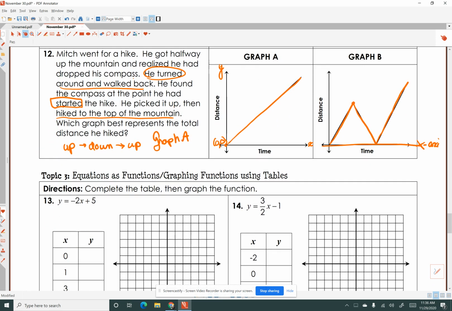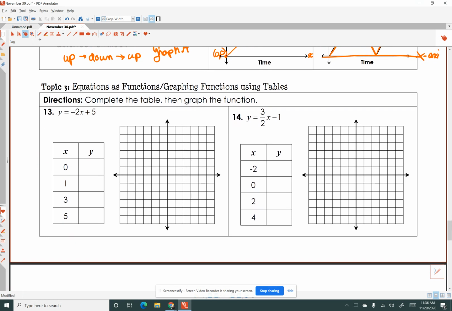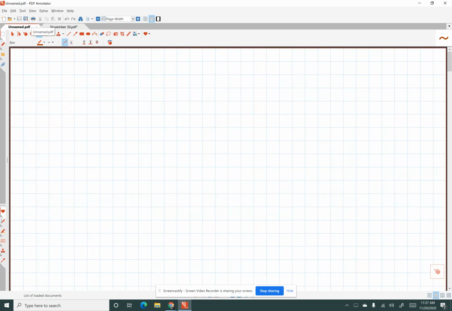So let's go on. Now we're going to do a few more problems. Here we're talking about equations as functions, and we're graphing functions using tables. We're going to need a little extra paper for this one. So we have y equals, well, let's read our directions first. Always read the directions first. Complete the table, then graph the function. So we have 2 things we need to do here. So if we complete the table, we're going to use y equals negative 2x plus 5. So this is number 13 we're working on. Y equals negative 2x plus 5.